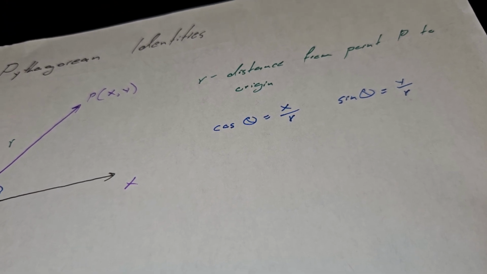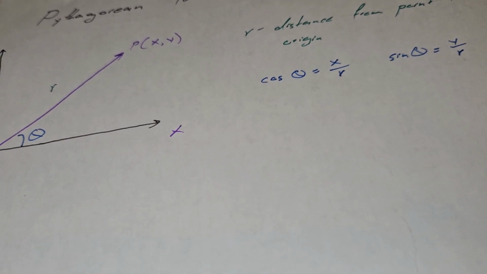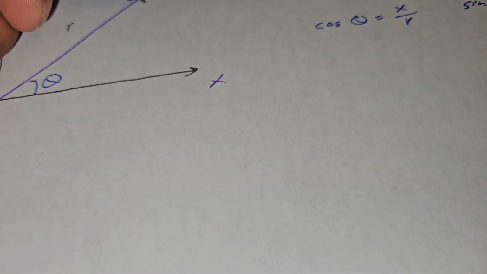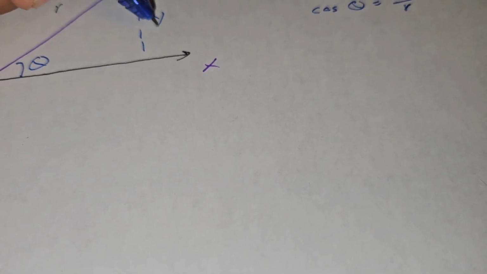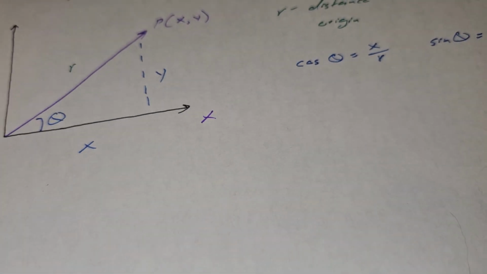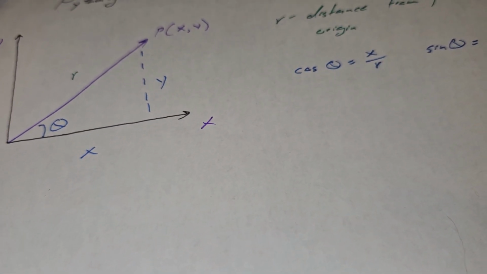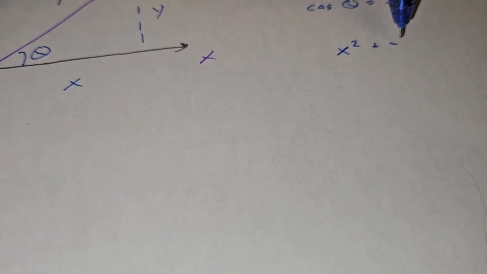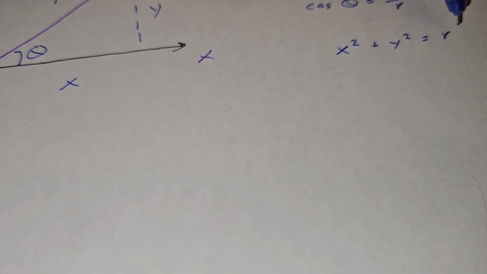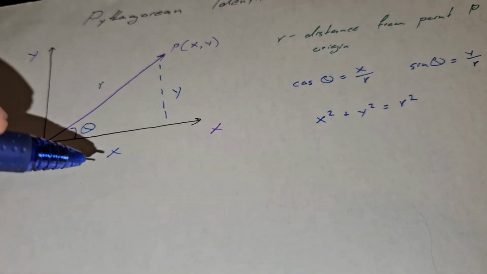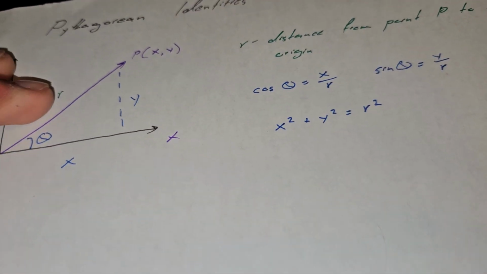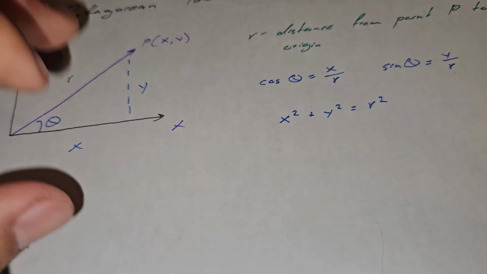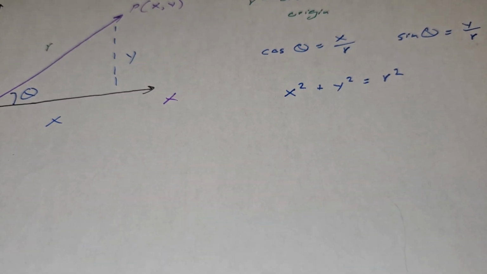So let's use the Pythagorean theorem. In this case, r is going to be our hypotenuse, not c. So this is going to be y and this is going to be x. So we have x squared plus y squared is equal to r squared, just like a squared plus b squared is equal to c squared. Now we replace it with the values given here in the graph.